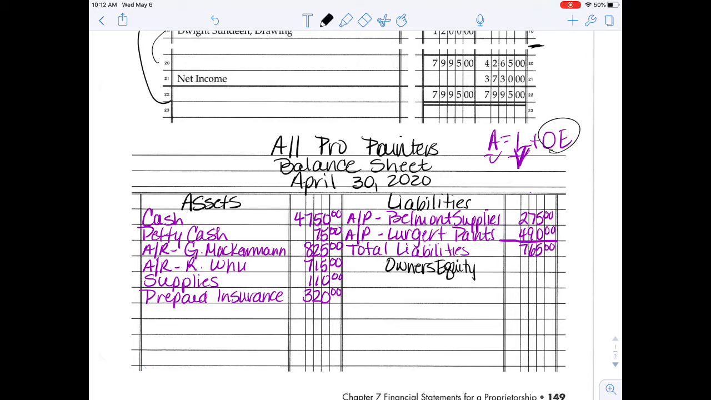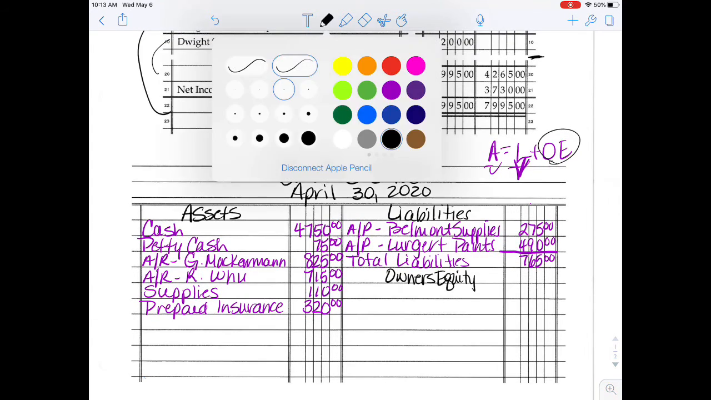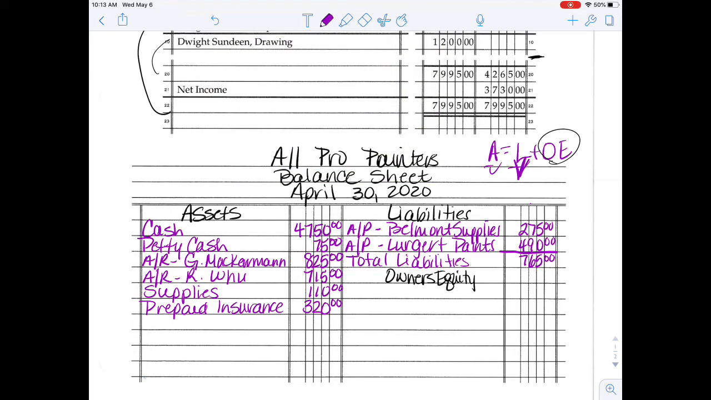Okay. Now owner's equity, let's change this back here. Owner's equity. Who is my owner? Dwight Sundin. So we're going to put D Sundin, capital.